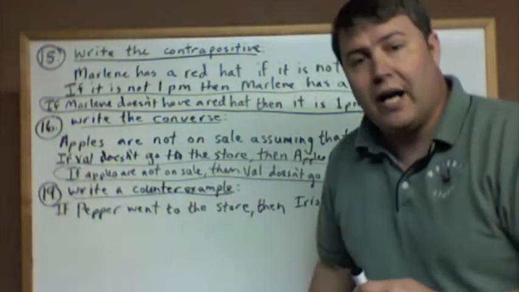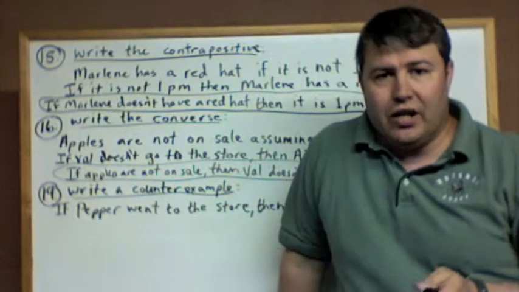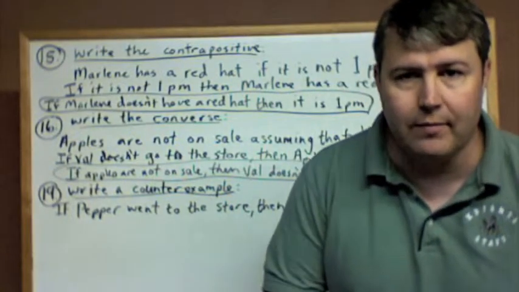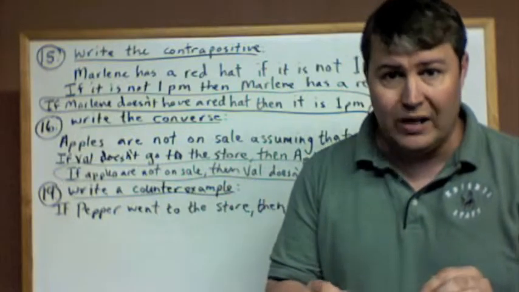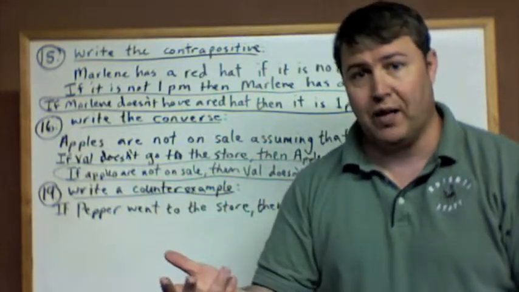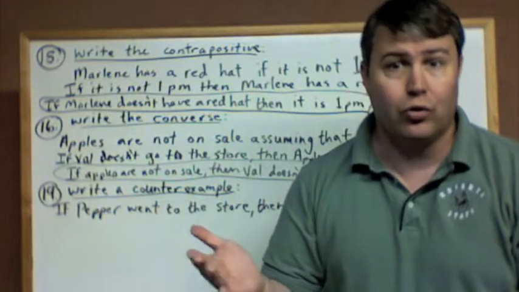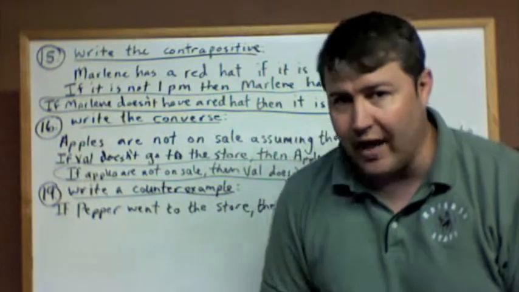Now down to number 19. So far, when we're talking about conditional statements and biconditional statements, we've not really talked about truth value. We just said, this is a statement, what's its converse, what's its inverse, what's its contrapositive. We haven't talked about whether they're true or false. And now we're going to start talking about that.